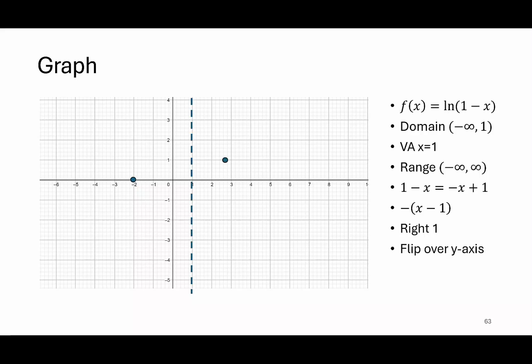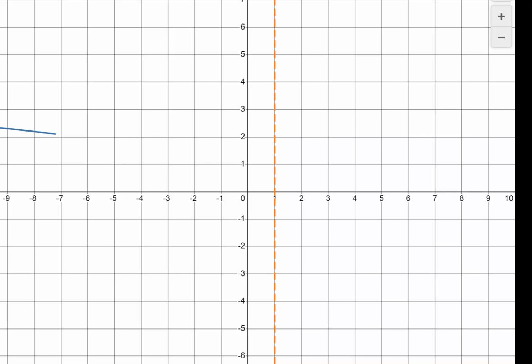The key point for the natural log of x is at the point (e, 1). Again, we need to move it 1 to the right, and then flip it over the y-axis. When we connect the dots, we have a graph that is decreasing and will follow the vertical asymptote x equals 1.